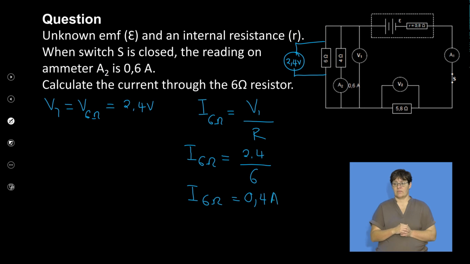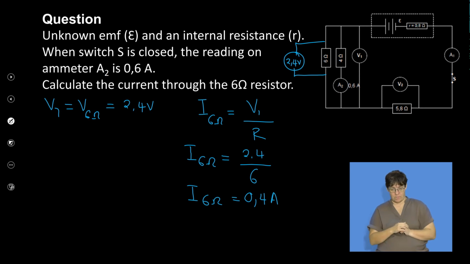It's also very important for us to realize that the current through the 6 ohm is actually less than the current through the 4 ohm, because the 6 ohm is of a comparatively greater resistance than the 4 ohm.